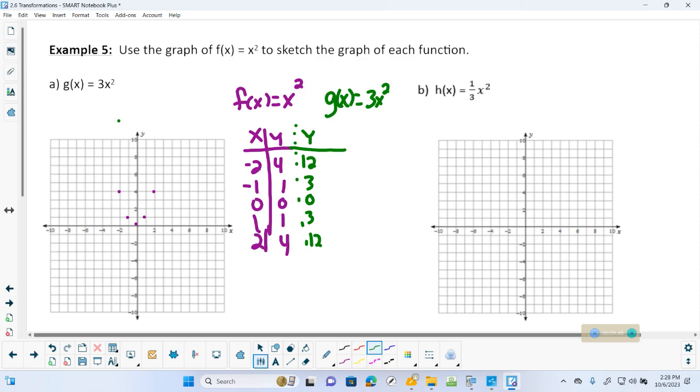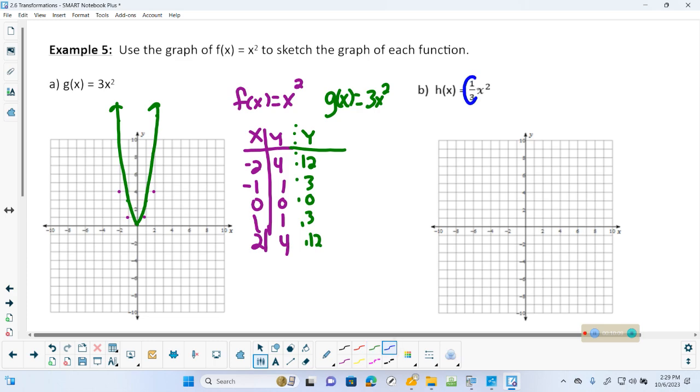-1, 3, 0, 0, still the vertex. And then I'm going to have 1, 3. And then I'm going to have 2, 12. There we go. So you can see it stretched the graph out or made it skinnier is kind of how I think of that.